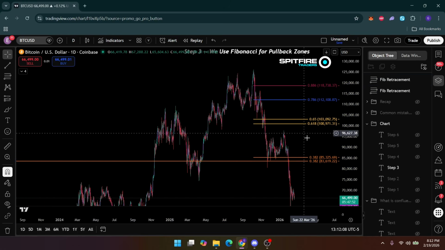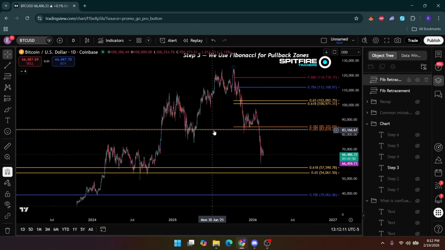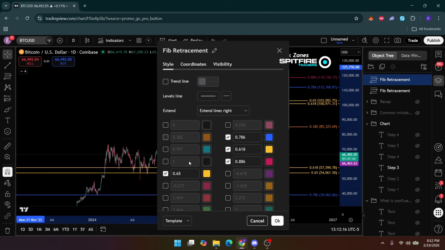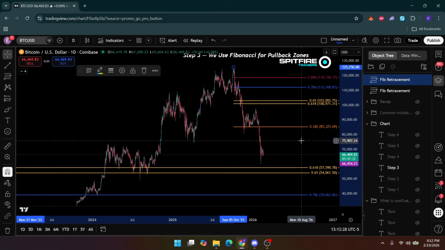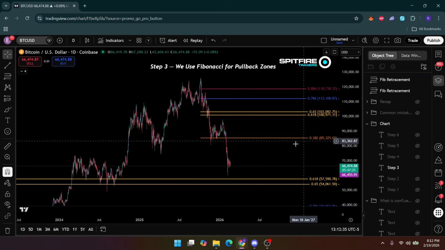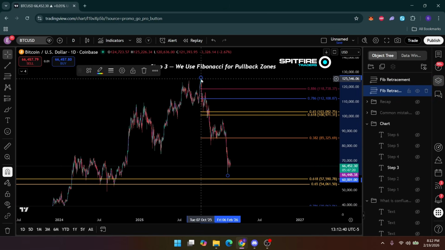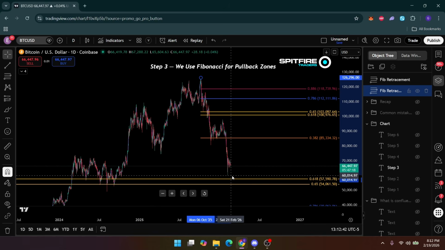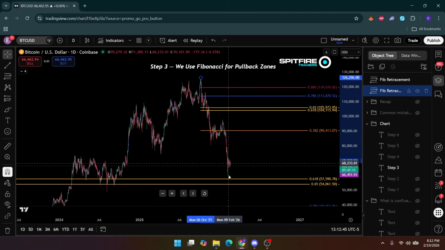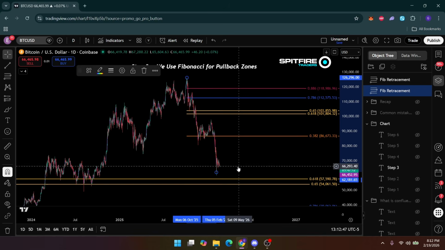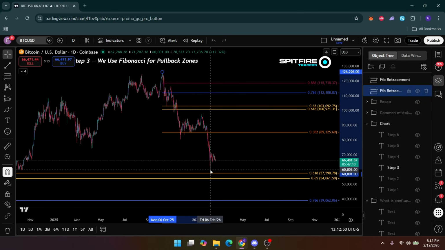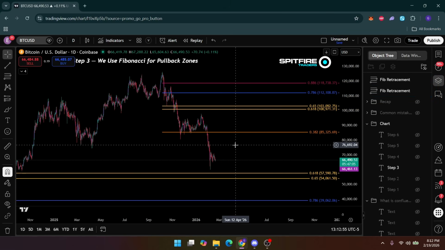This is it. Now we can see that price already moved through the 382 level, so we'll remove this one. We don't need it anymore. Keep in mind that your fib will always move with price. That means that if we make another low in the coming days, this fib retracement that I used from all-time high to this low will move to the next low. For the time being, I will leave it here where it is, our last low. So make sure to check your tools at the start of every day.